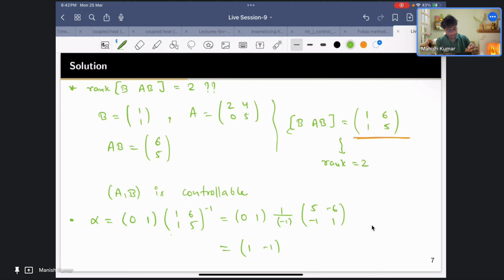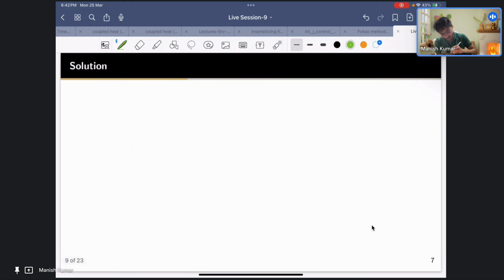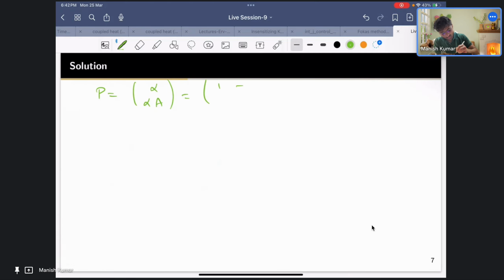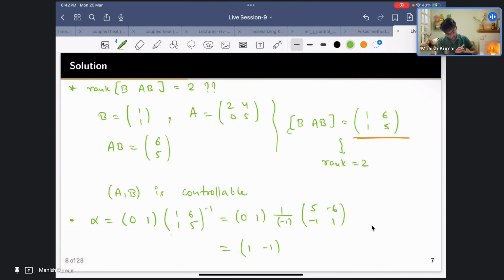So this is alpha, and then the P matrix can be given by alpha times A. Alpha is [1, -1], and alpha A, if you compute, [1, -1] times this A which is [2 4; 0 5]. If I do this computation, the first column gives me 2, and the second column gives me 4 minus 5, so minus 1. So [2, -1].